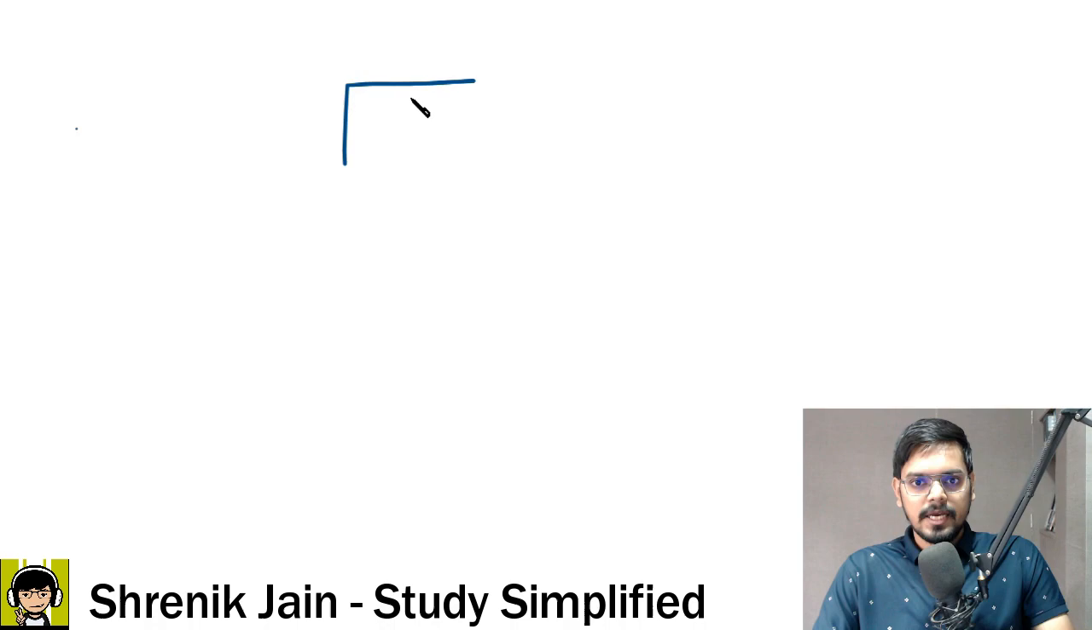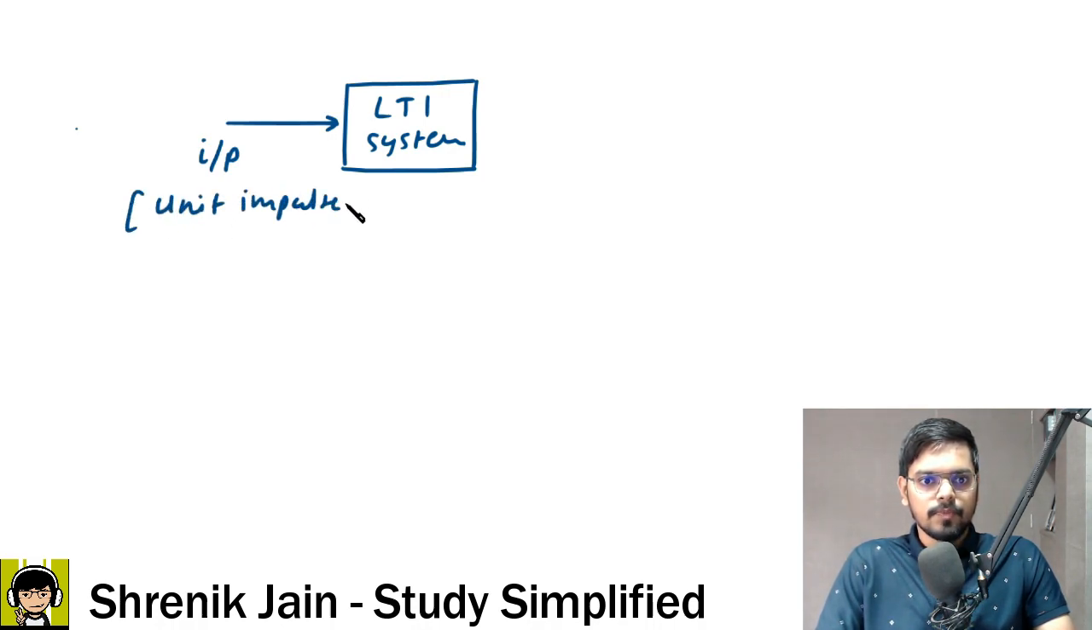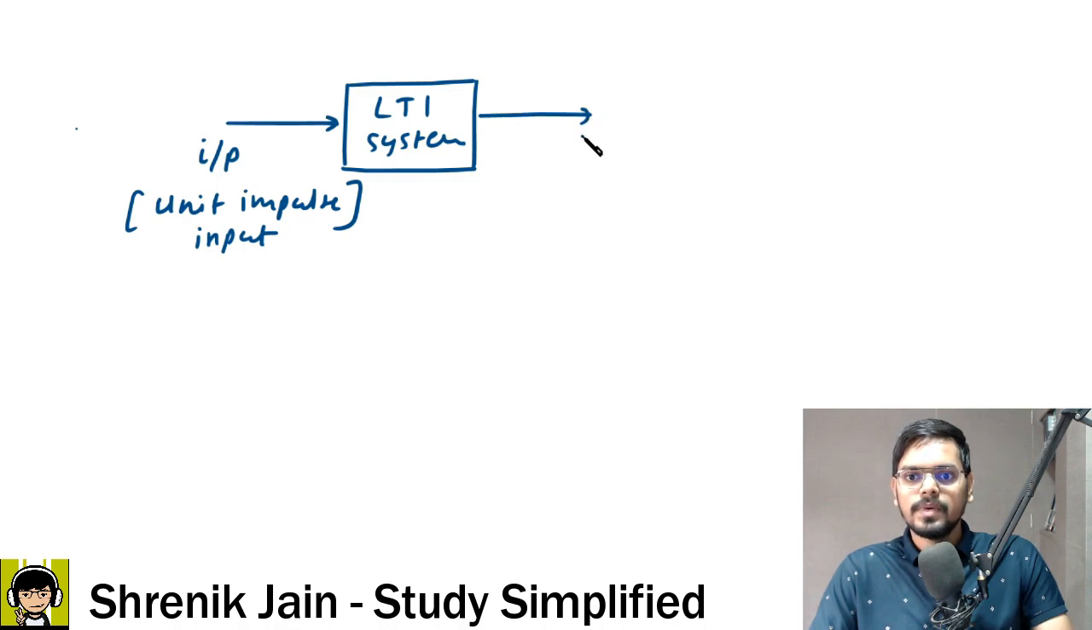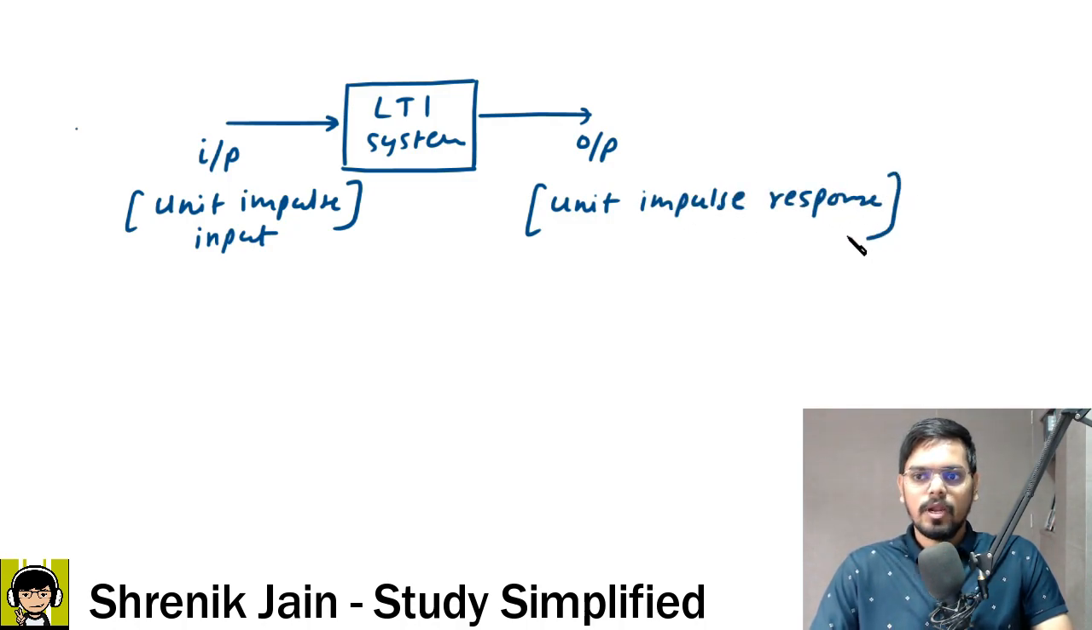This is your LTI system, linear time invariant system. You are giving input to this system. And what is the input? Sir, the input here is unit impulse input. Okay, so if you give a unit impulse input, definitely you will get output which would behave as the unit impulse response.